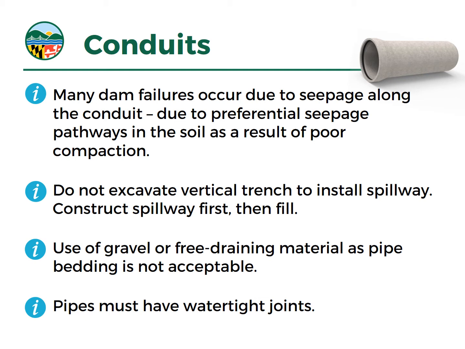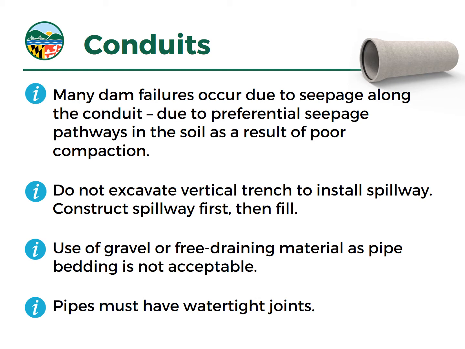Any penetration through a dam embankment, any difference, something that's not this homogeneous soil mass that's your embankment, is a possible location for preferential seepage pathways. And often that's because of poor soil compaction next to those structures. So when it comes to installing conduits, we would recommend not vertically trenching. As we discussed before, if you're doing a retrofit project, 2-to-1 slopes and stair stepping. If this is new construction, you want to construct the spillway first and then fill around it.